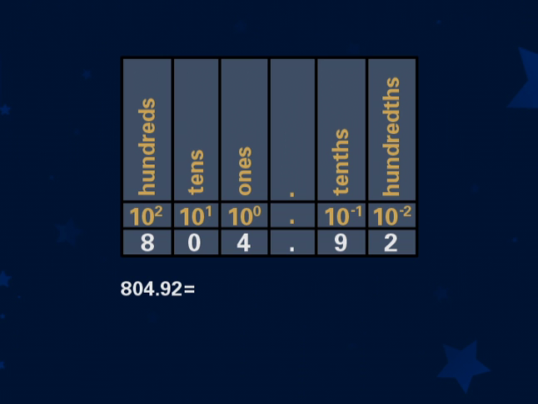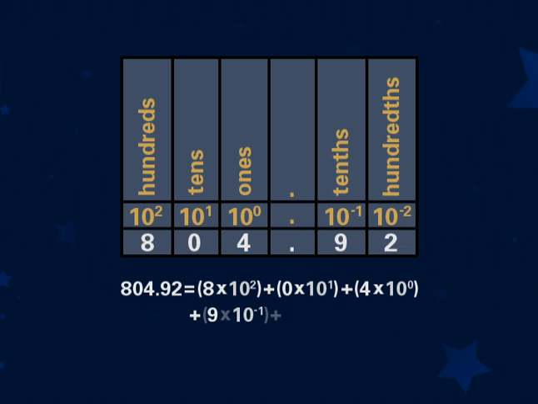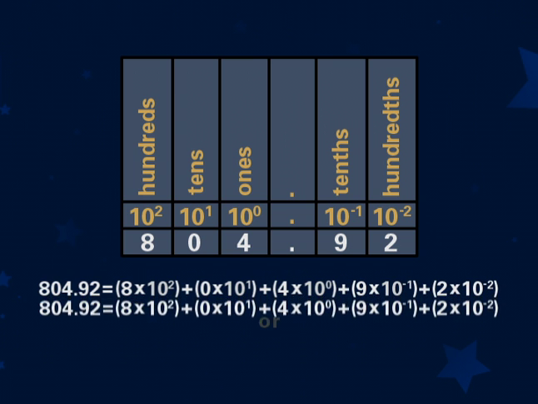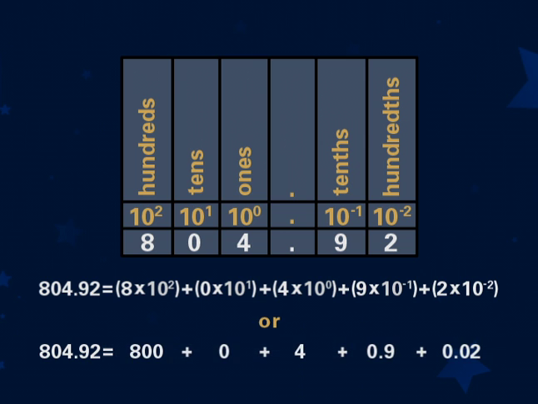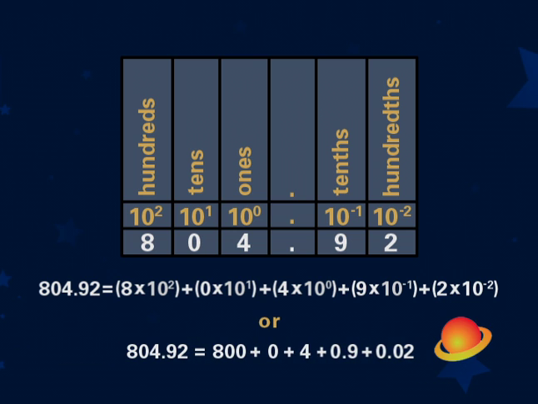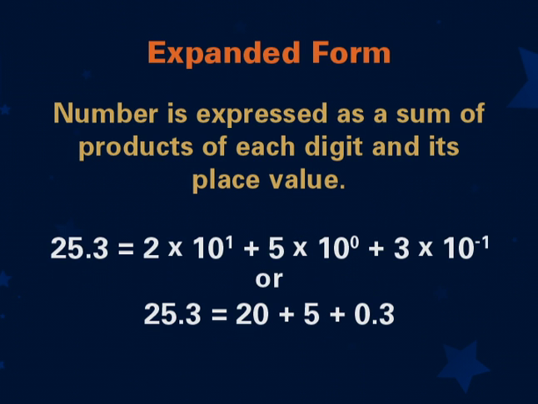The number in expanded form is 8 times 10 squared plus 0 times 10 to the first power plus 4 times 10 to the 0 power plus 9 times 10 to the negative first power plus 2 times 10 to the negative second power. Or 800 plus 4 plus 9 tenths plus 2 hundredths. Excellent! A number is written in expanded form when it is expressed as a sum of products of each digit and its place value. Each place value may be expressed as a power of 10.